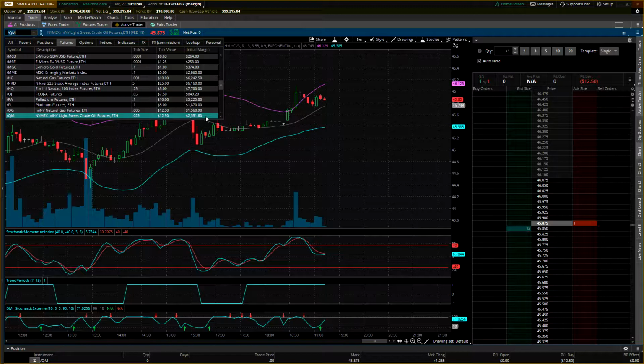So we would never trade, in this case, light sweet crude oil futures with only that kind of money in our account. We might have double that money in the account, minimum, maybe even more. Okay, $5,000, $6,000, $7,000. We're probably pretty safe for you to trade one contract.